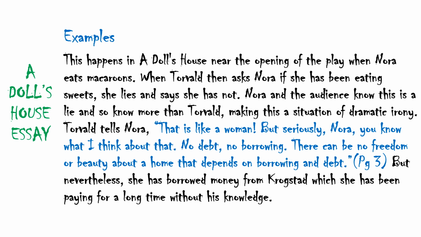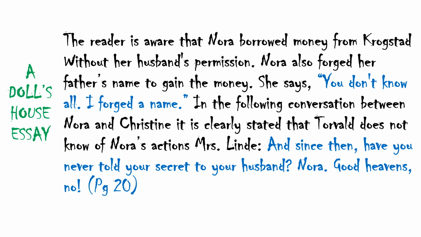Torvald tells Nora, that is like a woman. But seriously, Nora, you know what I think about that. No debt, no borrowing. There can be no freedom or beauty about a home that depends on borrowing or debt. And yet we know, as the audience and Nora, that she has been engaging in borrowing. She has borrowed money from Krogstad, which she has been paying for a long time without his knowledge. The reader, as we are, is aware that Nora borrowed money from Krogstad without her husband's permission. That's dramatic irony. Nora also forged her father's name to gain the money.